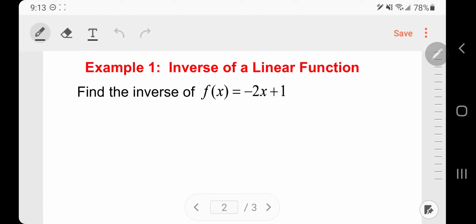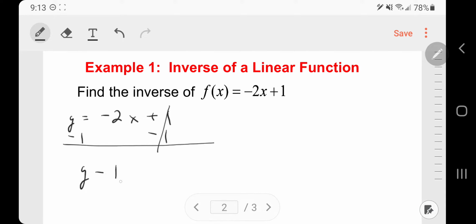Okay, so the first one we have is find the inverse of f of x equals -2x plus 1. So the first thing I want to do is rewrite it using, instead of f of x, y. So it would be y equals -2x plus 1. Okay, now I'm going to use inverse operations to solve for x. So I want to get x by itself. So I could subtract 1 on both sides to start. So I get y minus 1 is equal to -2x.